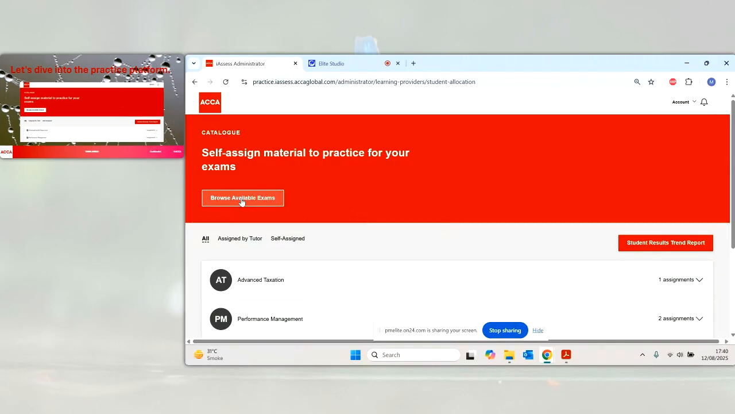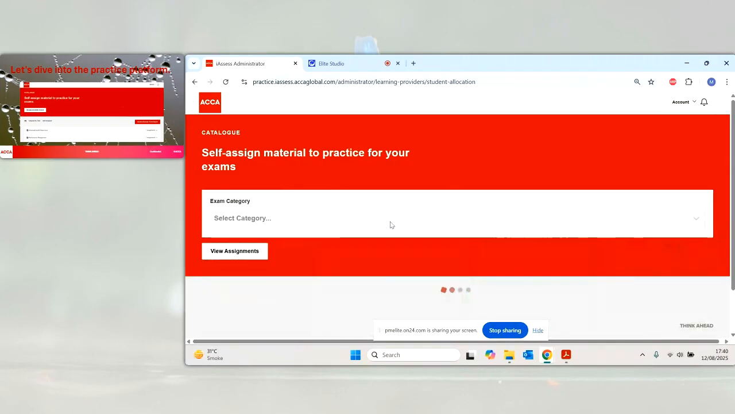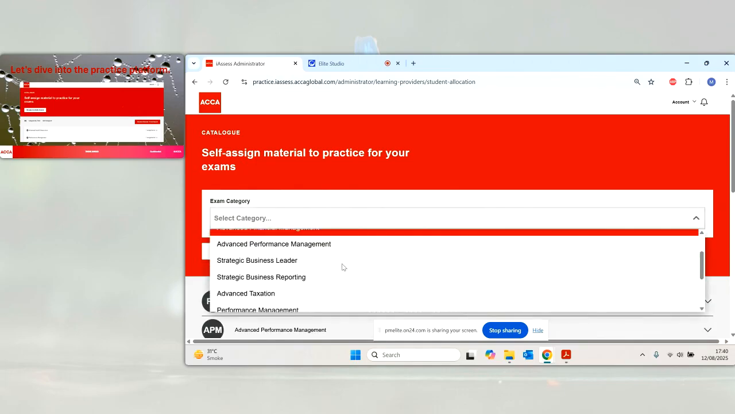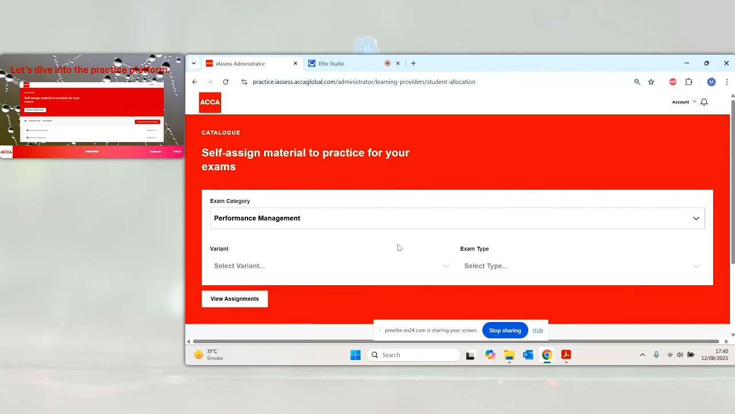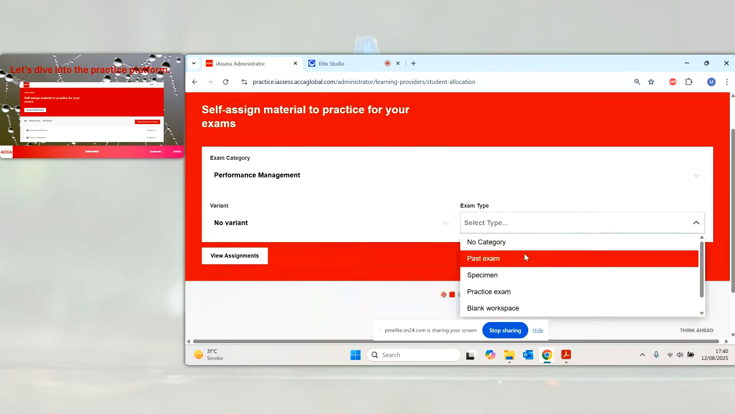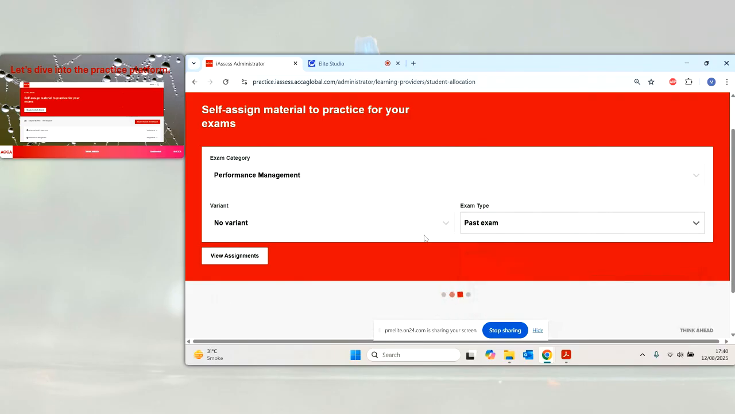Now what you need to do, and I'm sure the majority of you have already gone through this, is self-assign yourself practice questions. So I'm going to go to the performance management paper. There is no variant, and you have options. You can assign yourself past exam papers, specimen exams, practice exams, or the blank workspace. I'm just going to go for the past exam.